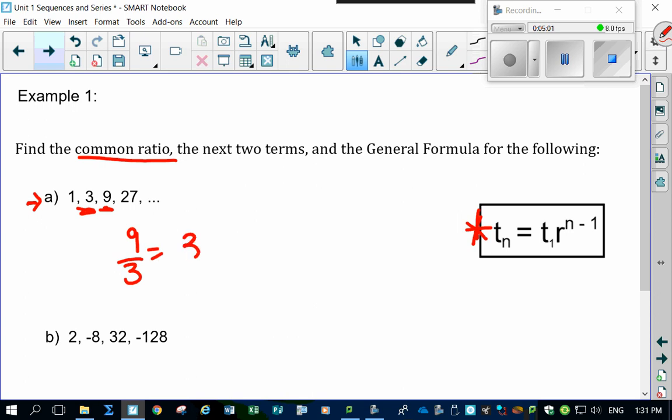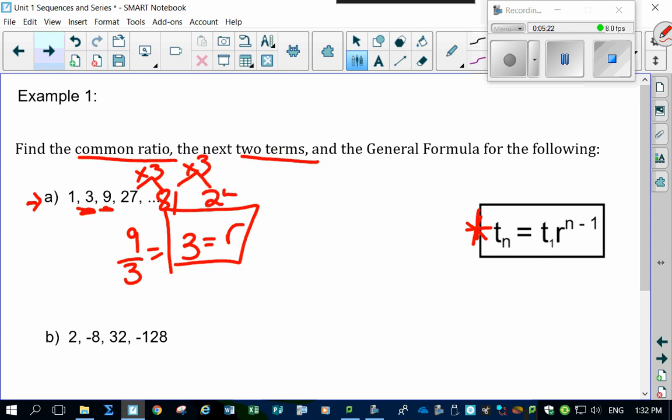Okay, common ratio is 3. We're going to call that R, R for common ratio. Just like in the last one, we said D was the common difference. Now we're saying R is our common ratio. And it says, find me the next two terms. Well, we did this already. Remember, times it by 3, that gave us 81. Times it by 3, that gives us 243, and so on. There's our next two terms.